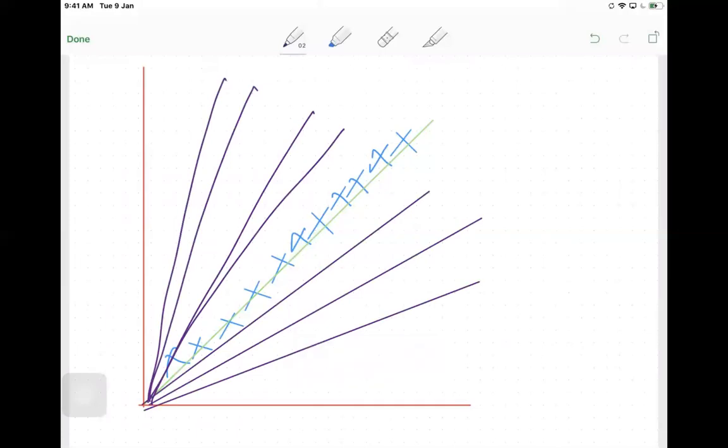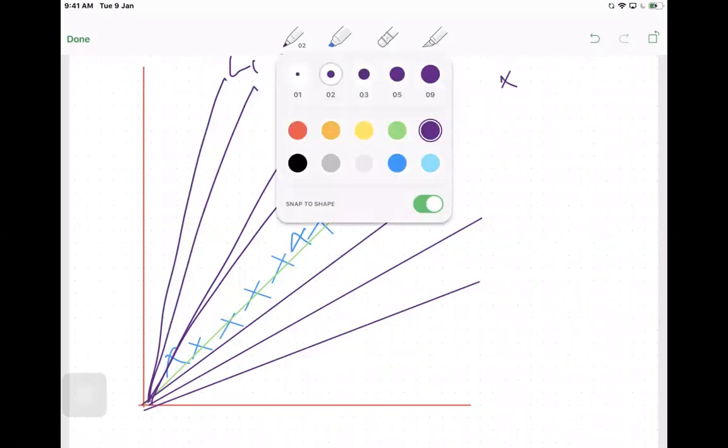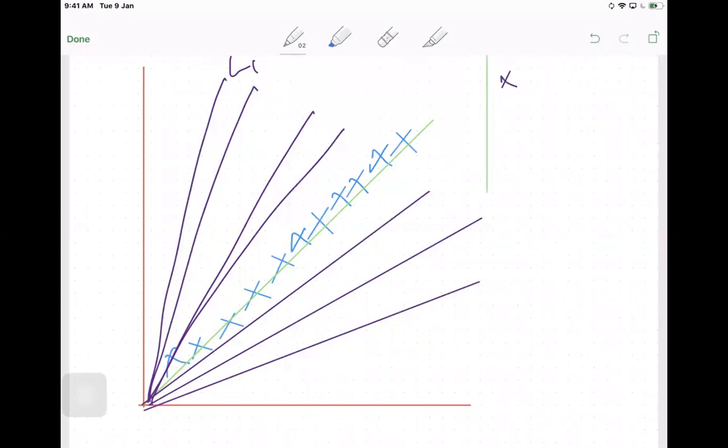So now for this particular line L1, if you try to calculate the error, I'm pretty sure the error will be maximum. So what we are trying to do here is just plot the error graph. So for this particular L1, the error will be maximum. Next, I'll go for the L2. Now the error has reduced a bit.